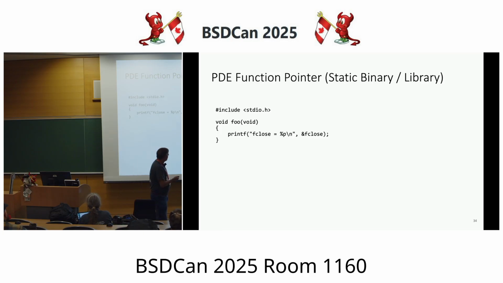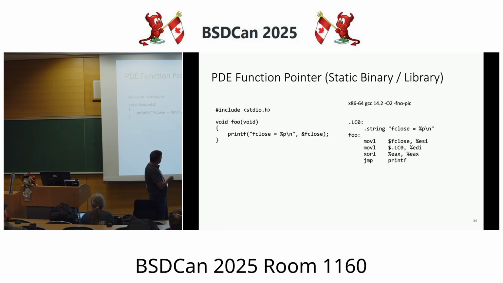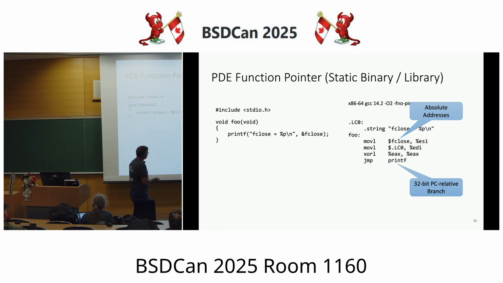So let's talk about function pointers, because that's another fun case. We're going to have a little snippet of code again. We're just going to print out the address of fclose. Let's start off with a nice little static binary, and we're going to compile the same way we did PDE before. So again, we have our friend, the $, an absolute address of fclose. We're going to stick it in a register, and then we're going to jump to printf. Well, that's all fine. Makes sense in a static world. And that's a relative branch to printf.